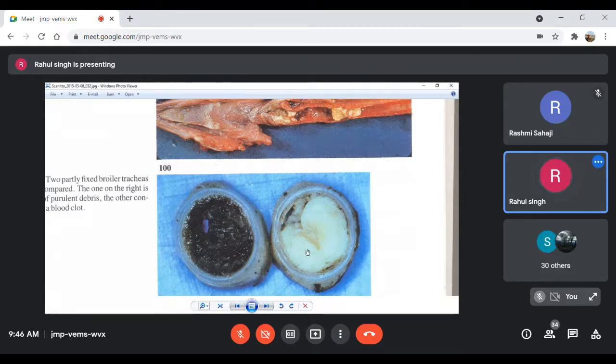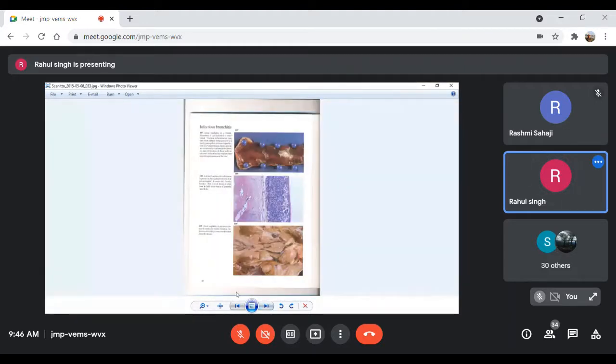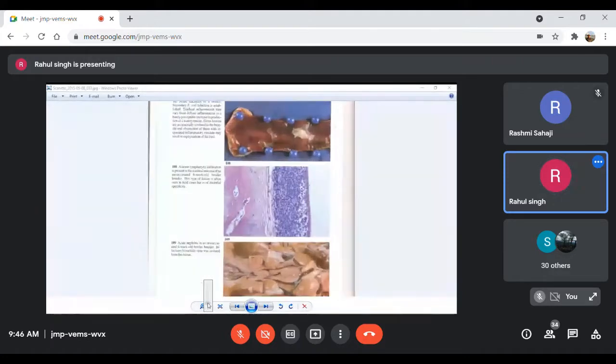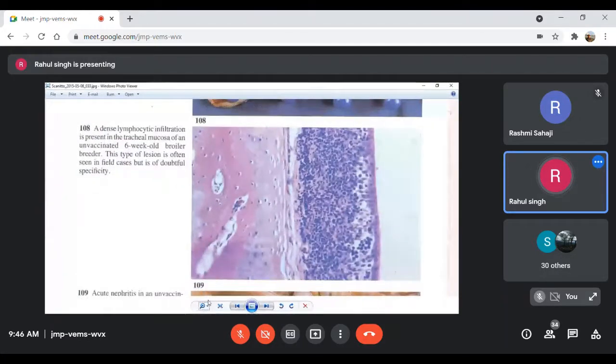This leads to asphyxiation and death of the bird, because of infectious laryngotracheitis. Then we come to infectious bronchitis.